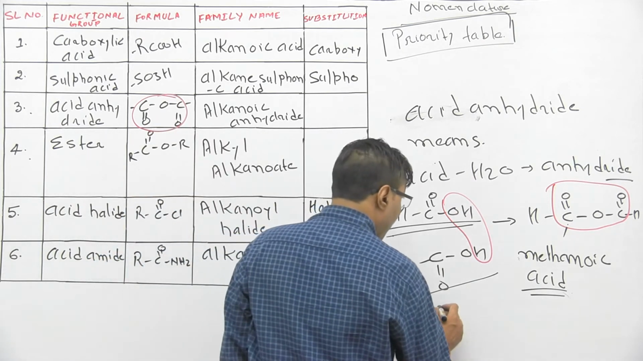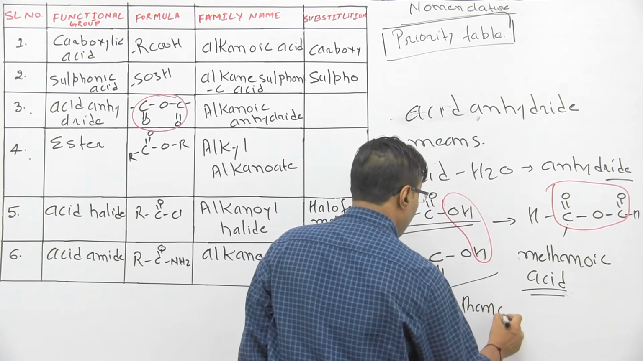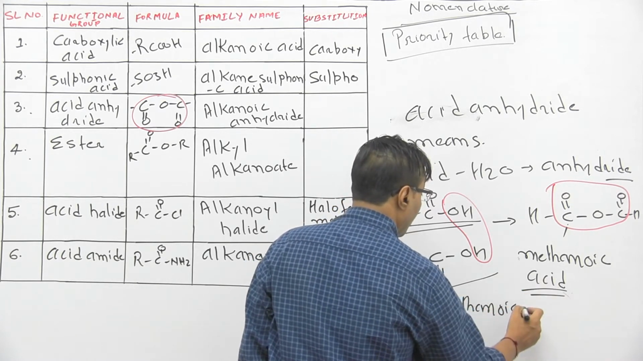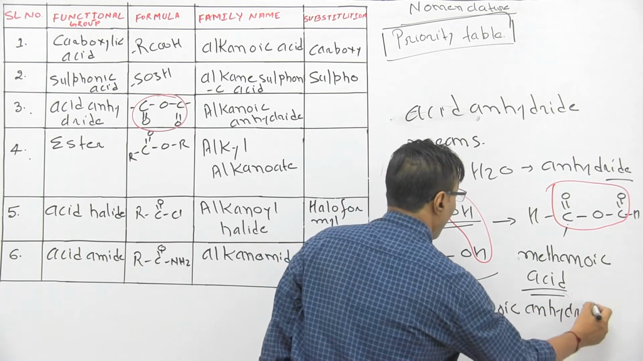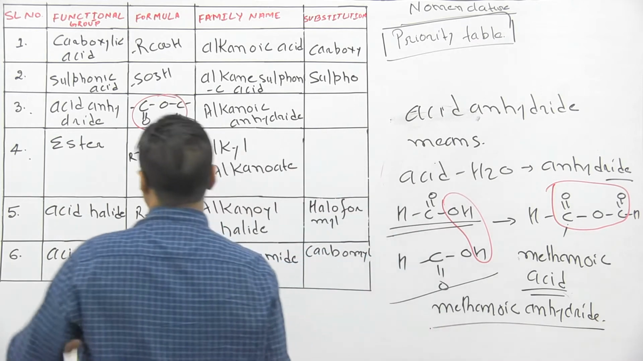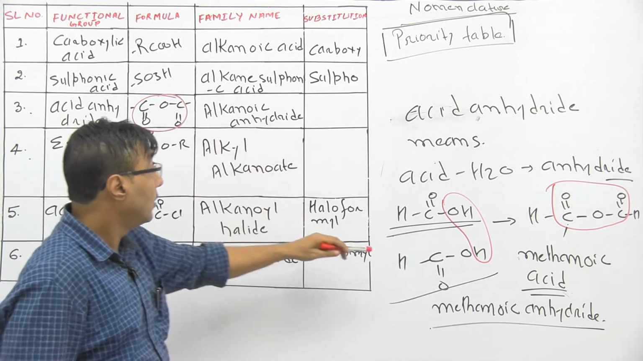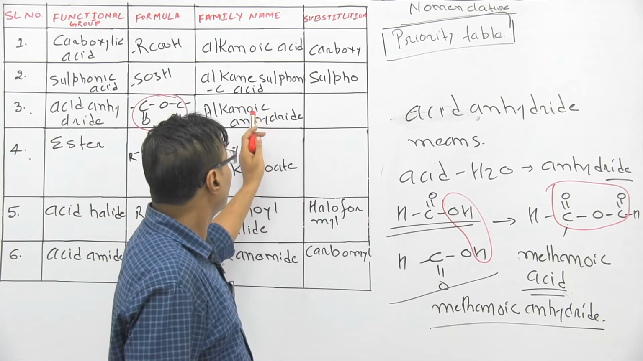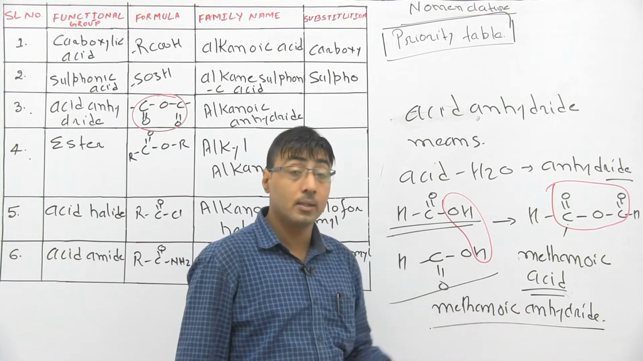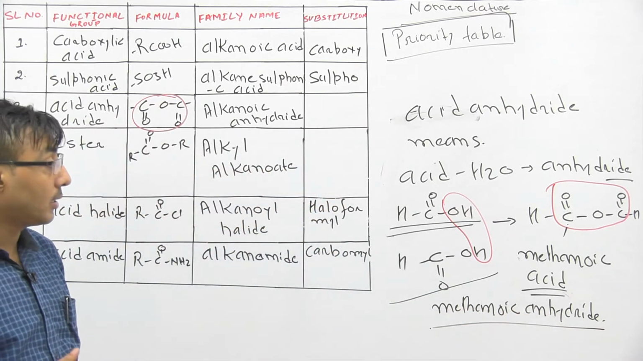For the naming, we have to take methanoic. In place of acid, what are we writing? Anhydride. Methanoic anhydride. Alkanoic anhydride. So in place of alkane, what have we written? Methane, and the remaining is oic anhydride: methanoic anhydride. This is the case when we have taken the same acid.